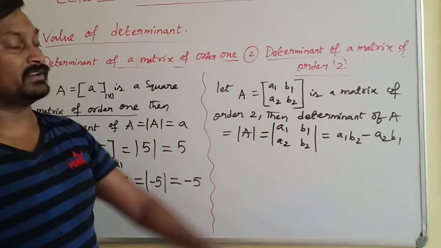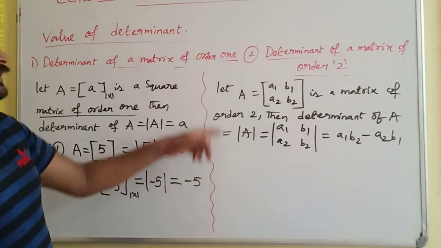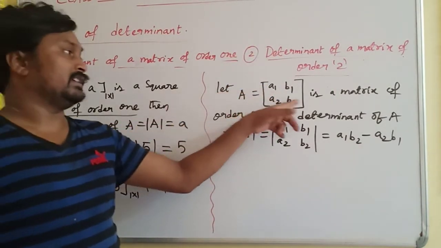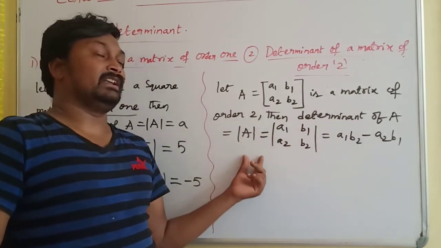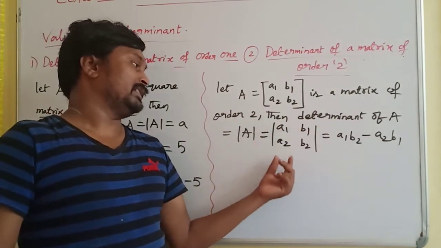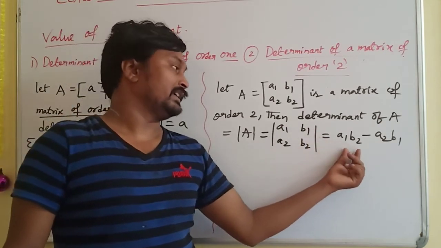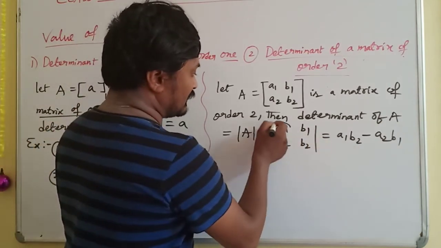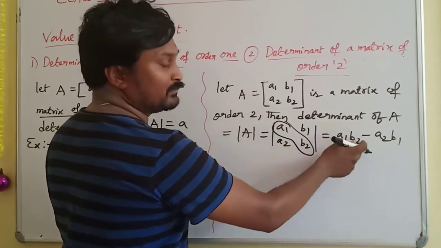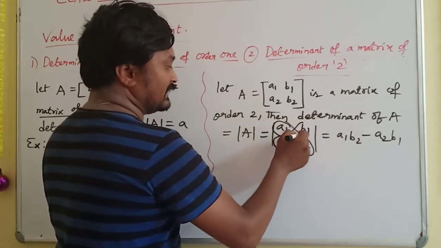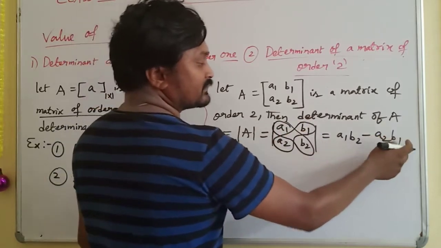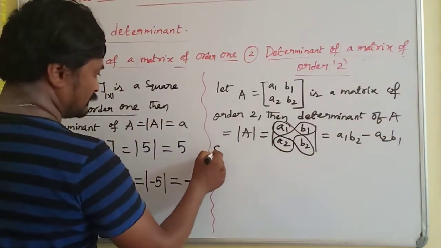Now we will go for order 2. I already explained this to you. Let A be equal to the matrix with rows A1, B1 and A2, B2, a matrix of order 2. Then the determinant of A is A1 times B2, the first diagonal product, minus the product of the second diagonal, that is A2 times B1. If you do that, you get the value.